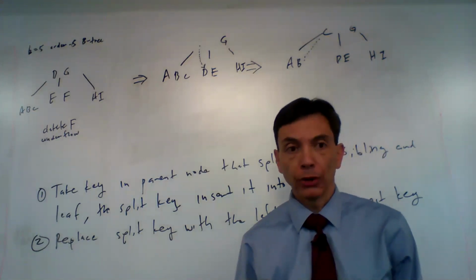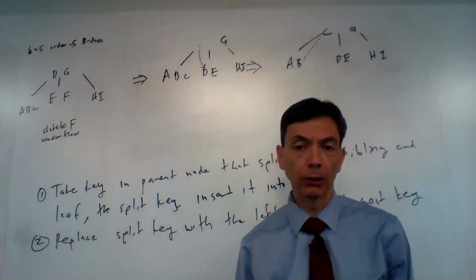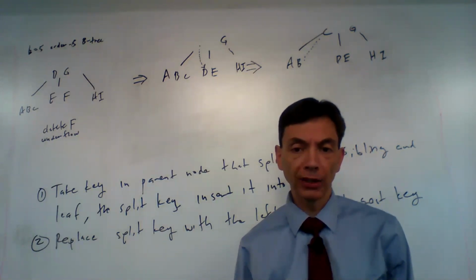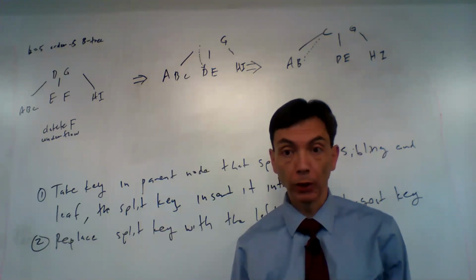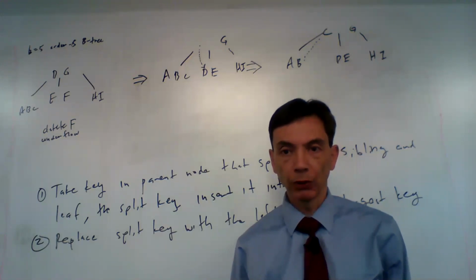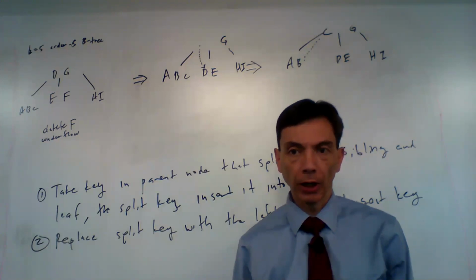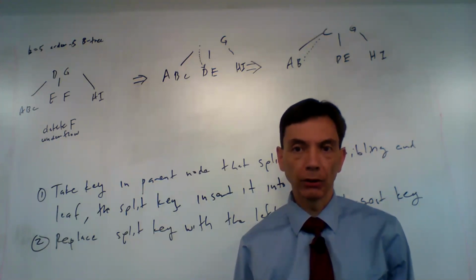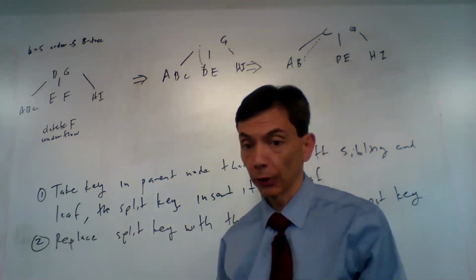Okay, so the obvious question is, yeah, that's all good and fine, but what happens if neither sibling has any extras to give to you? All right, and so we have to deal with that situation as well. What if, for example, we had the tree in its new configuration, and then we tried to delete, say, E? Well, A, B, and H, I are already right at the limit, so they're not going to be able to allow us to borrow any keys. So we're going to have to deal with that in a different way.